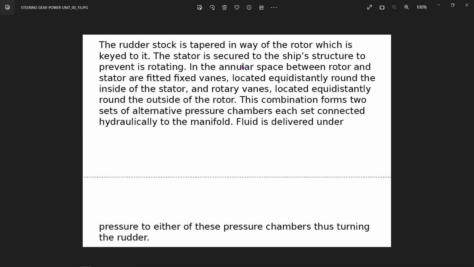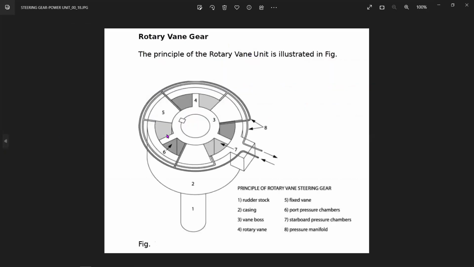Now, in the annular space between the rotor and the stator, fixed vanes are located equidistantly around the inside of the stator. That means the angle between these 3 is equidistant. That is the idea.